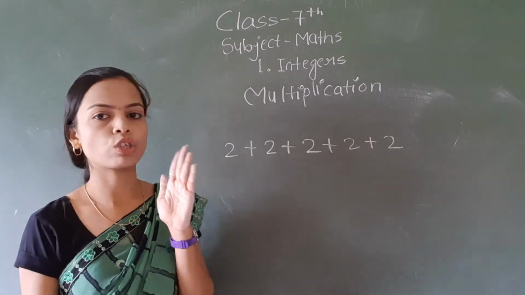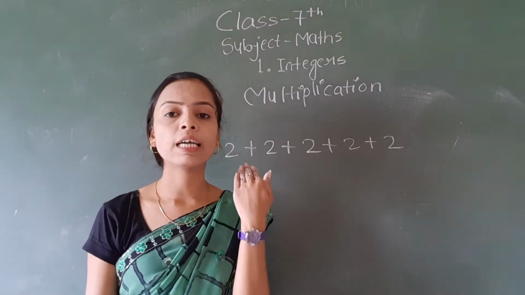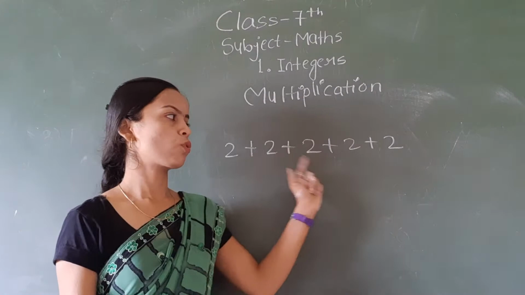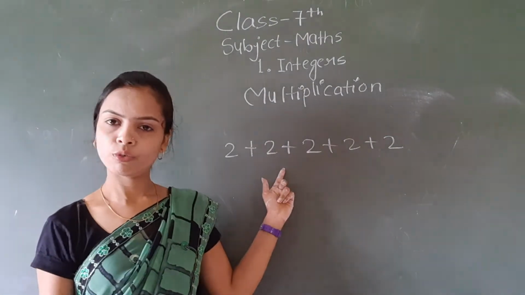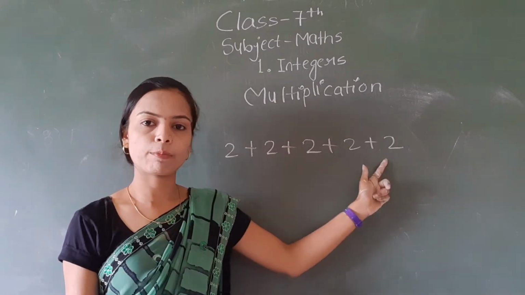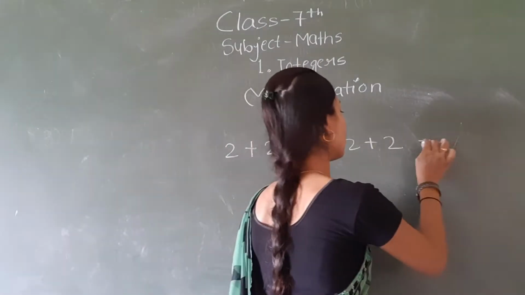That becomes lengthy for you, so that is why the term multiplication came. Okay, then what is 2 plus 2 plus 2 plus 2 plus 2? 2 plus 2 is 4. 4 plus 2 is 6. 6 plus 2 is 8, and 8 plus 2 is 10. That means our answer is 10.